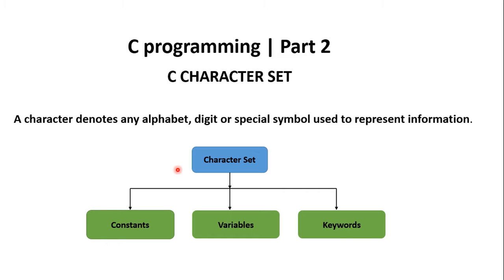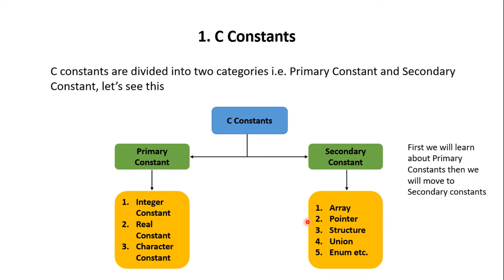So in this video we will learn about some basic C character set, or basic C things, then we will move to the calculator program. Basically, the C character set is defined as a character denoting any alphabet, digit or special symbol used to represent information. The C character set is divided into three parts: constants, variables and keywords.